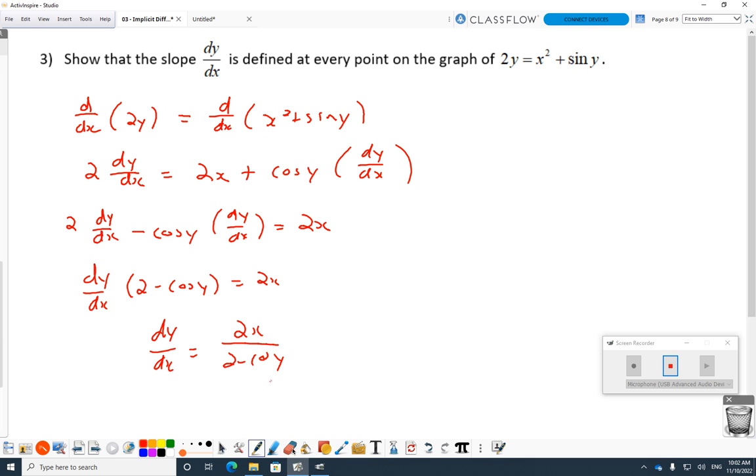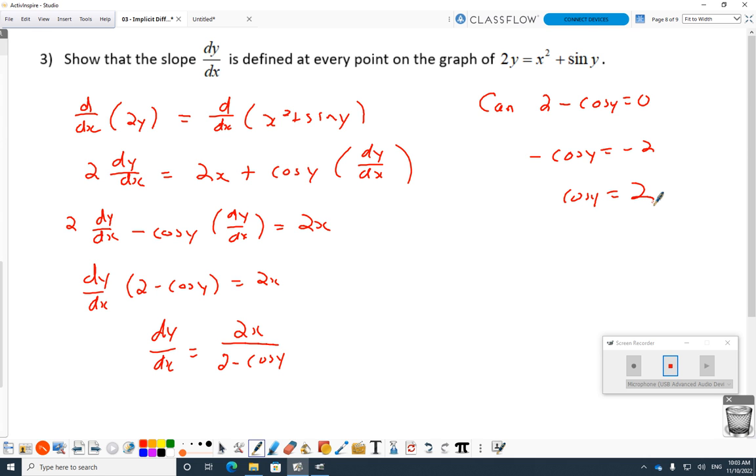Wow, did I ever write that? Odd. Let me just fix that up there: 2 minus cos y. It says it's defined at every point. Well, the only way this could be undefined is if 2 minus cos y was equal to 0. At first glance, you might think, if this has solutions, the denominator is going to equal 0 and this thing's going to be undefined. So let me just try and solve it. Negative cos y equals negative 2. Cos y equals 2. I need cos y to be equal to 2.